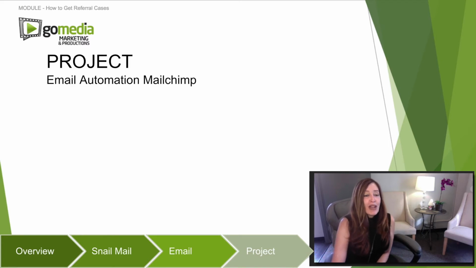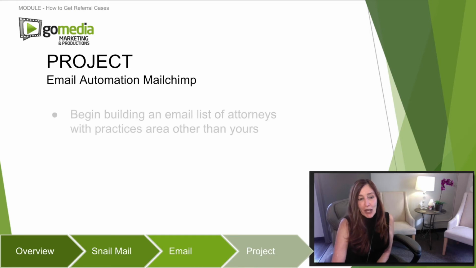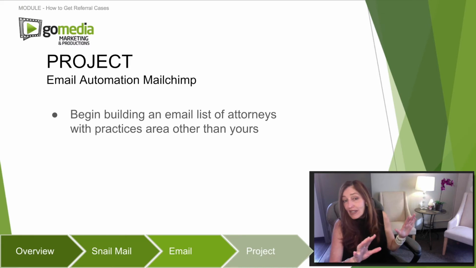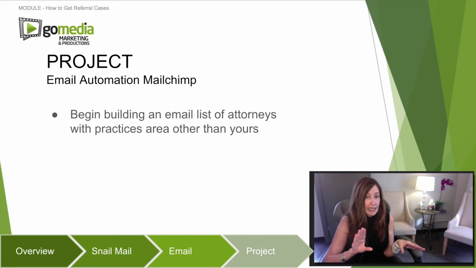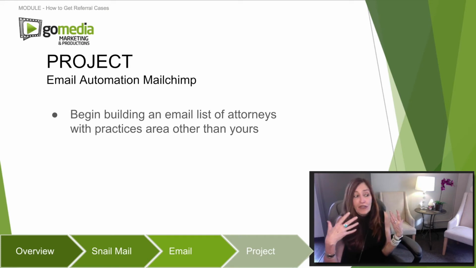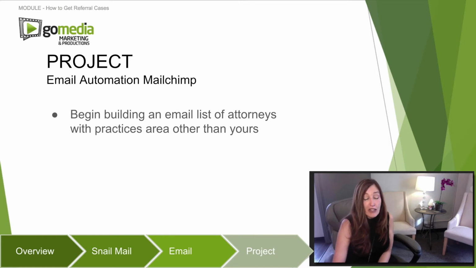So now let's talk about your email automation with Mailchimp. Begin with an email list of attorneys with practice areas other than yours. And you can find that list by downloading all your different attorney connections from LinkedIn if you have those. Or if you're starting at the very beginning, you might just go in and start reaching out to different law firms that have different practice areas and asking for their emails so that you can compile a good list.